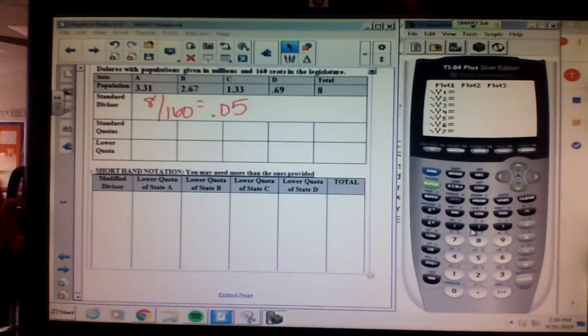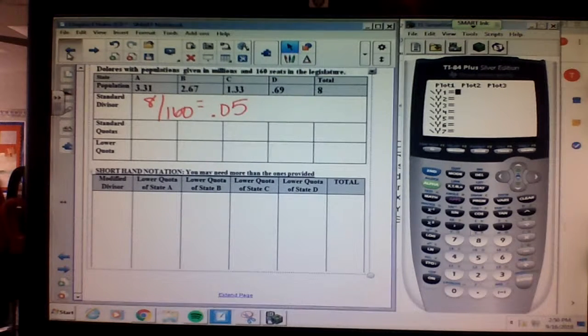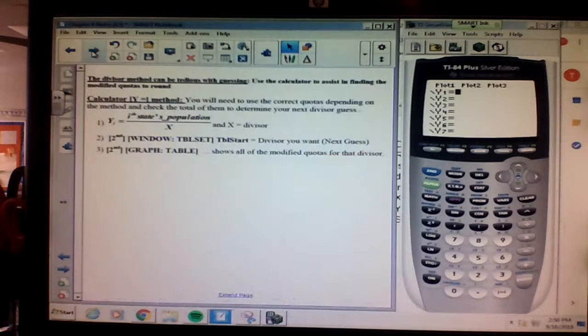If you actually look here, here are the exact steps on how you use your calculator. For your Y's, put in your state population divided by X, hit window, so second window, and that'll take you to your table start and second graph. So if you're ever questioning the steps to use your calculator, I did give you a reference page for that.